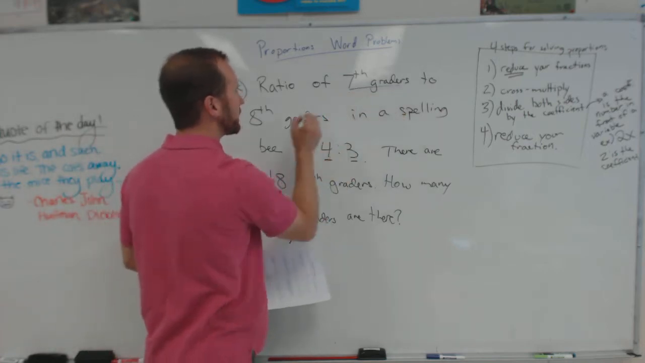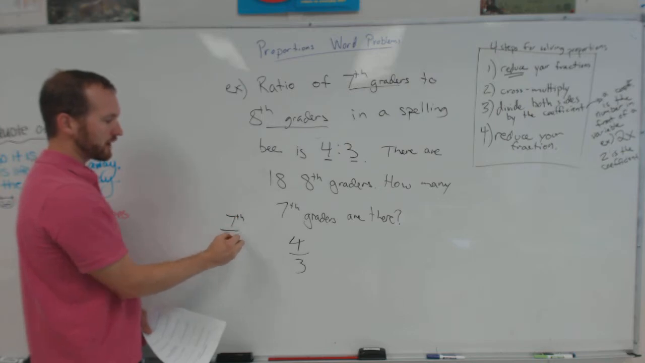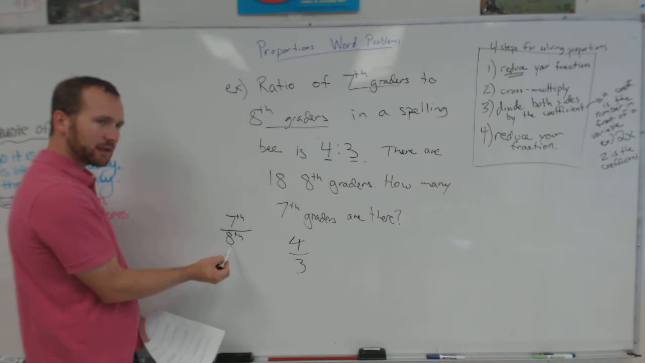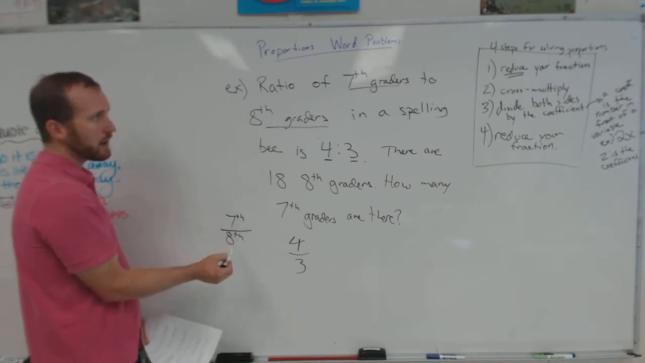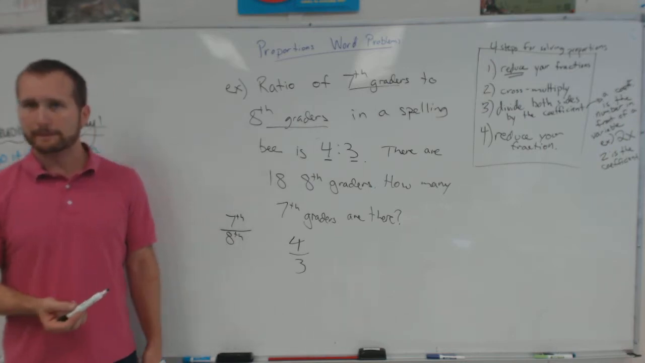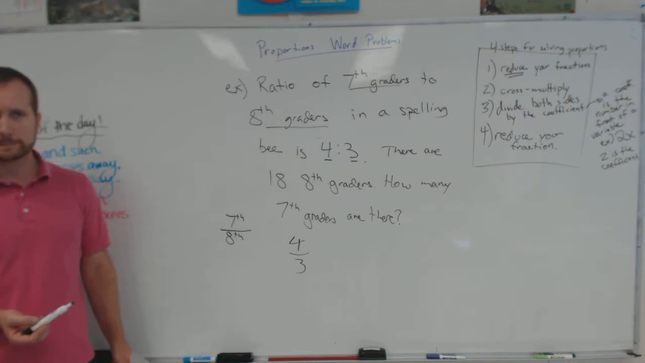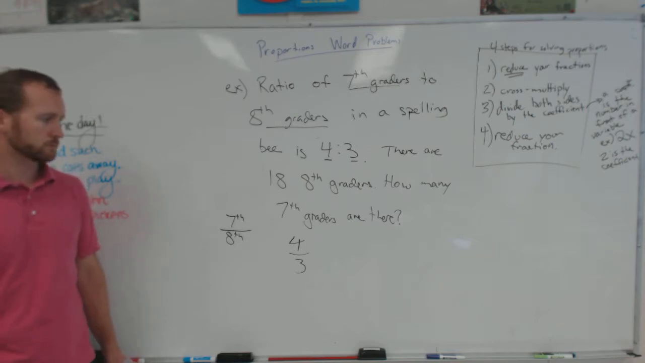The first thing that we want to do is set up our word ratio. They said the ratio of 7th graders to 8th graders. That means 7th is first, or on top, and 8th is second, or on bottom. So that is a map. He just created a map for you guys. Understand that? That's key. That map is what you're going to use for everything. Everything has to follow that map. Always 7th graders on the top, always 8th graders on the bottom.